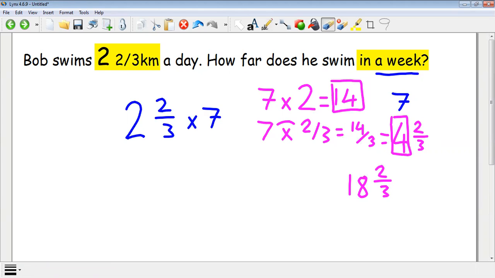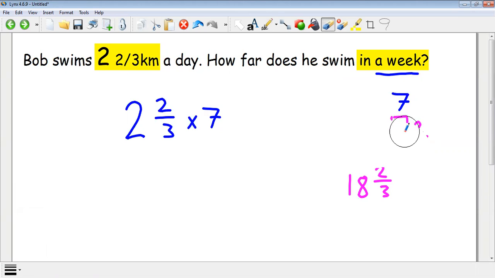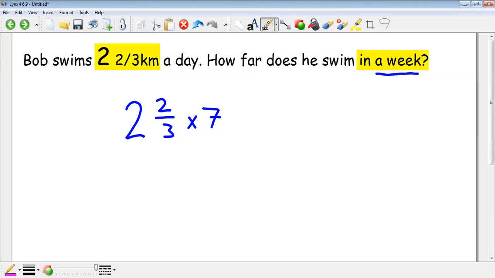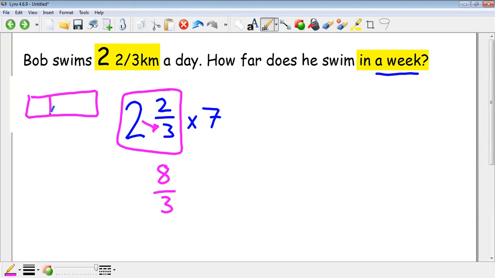The other way of doing it would be to go top heavy. The only thing here is you probably end up with quite large numbers. So you need to put this into an improper fraction. We've got 2 whole ones each worth 3, which is 6, plus 2 is 8. 8/3. If I were to have drawn this out, I've got 2 whole ones, out of 3, 2 whole ones, and then I've got one with 2 in it.